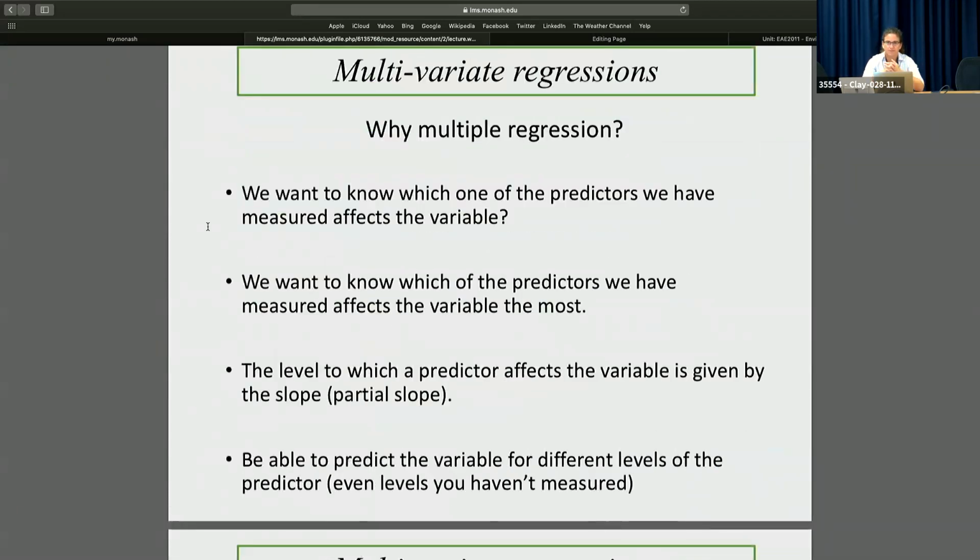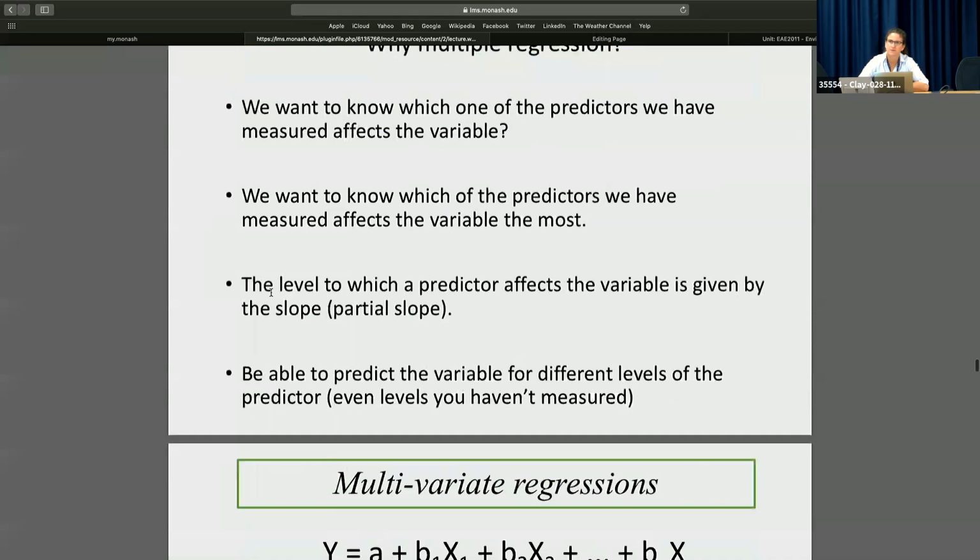So why would we want to do a multiple regression? We do it all the time. We want to know which one of the predictors we have measured affects the variable. Now it's important to note the ones you have measured. So there are things that affect the variable that you haven't included in your model. And that is a common occurrence. We want to know who are the most important ones. Which ones have the biggest slope? I mean, if y changes as a function of x, which x had the biggest impact on y? Which one resulted in the biggest slope? So biggest in the positive or in the negative? So we can work that out by those partial slopes, by those betas.